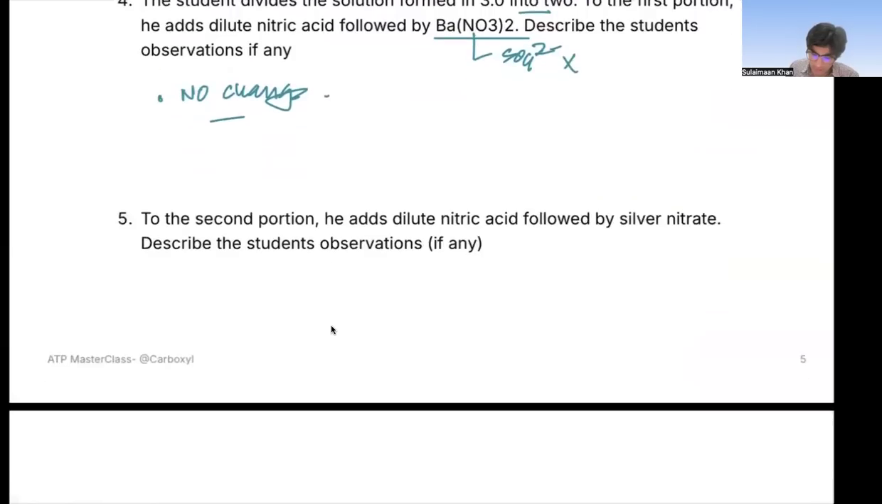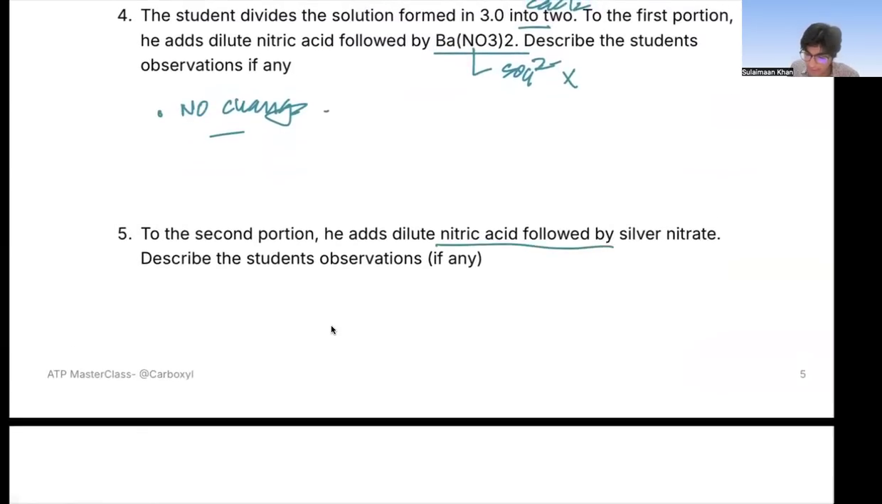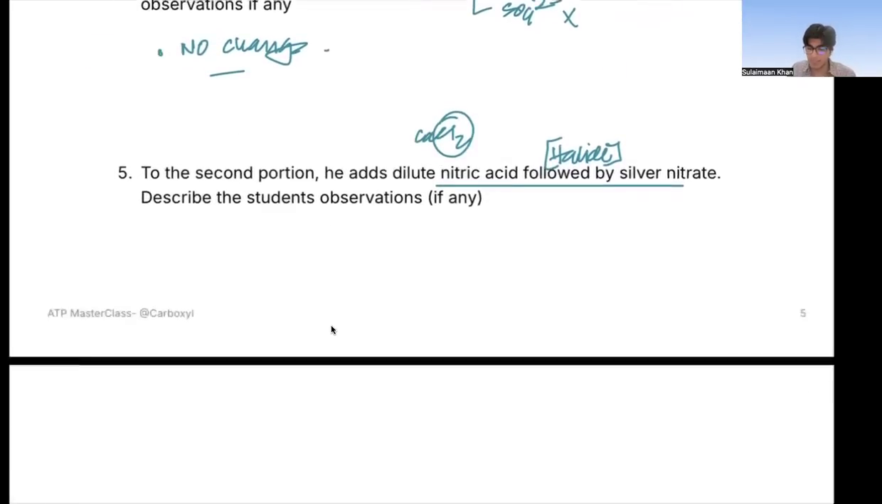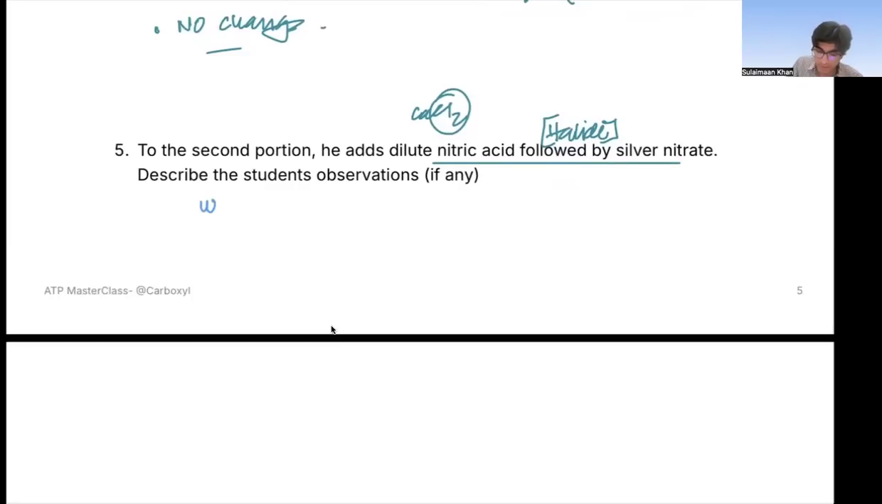Right? Then it says to the second portion, he adds dilute nitric acid followed by silver nitrate. This is now a test for halide ion. Barium nitrate, test for sulfate ion. Silver nitrate, test for halide ion, right? Now he's saying, describe any observations. You know that it's calcium chloride. Because of a chloride ion, Cl minus ion is present. So what should the observation be? A white precipitate forms, because the silver ion is going to come into contact with the chloride ion and form a white precipitate.